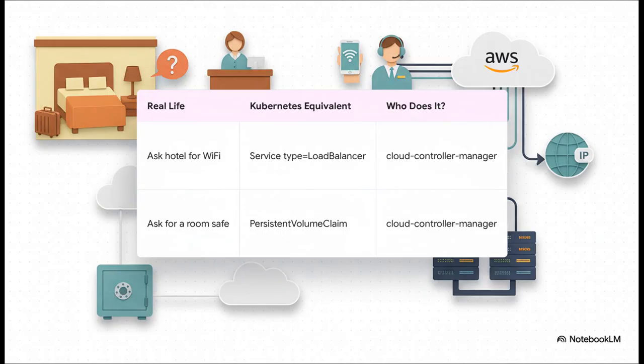I love this hotel analogy because it makes it so clear. When you ask for a load balancer service in Kubernetes, it's just like asking the hotel front desk for Wi-Fi. You, the guest, you don't care how it works. The Cloud Controller Manager is like the hotel staff who actually calls the internet provider, AWS or Google, to get that connection set up for you. Same exact idea for asking for storage.